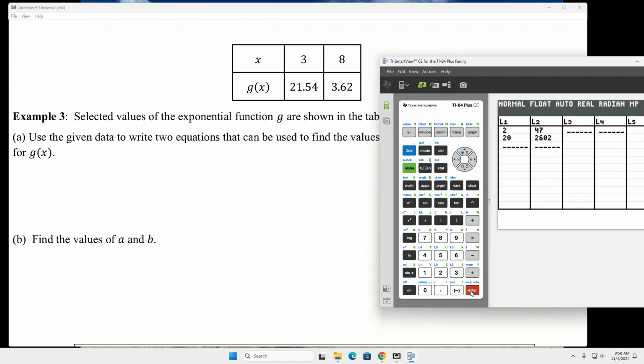So what we're going to do is go to our Stat Edit. List 1 is the X values, so 3 and 8. And list 2 is the G of X values. Oh, I got a little bit ahead of myself. We'll fix it though. All right, we still need to do part A.